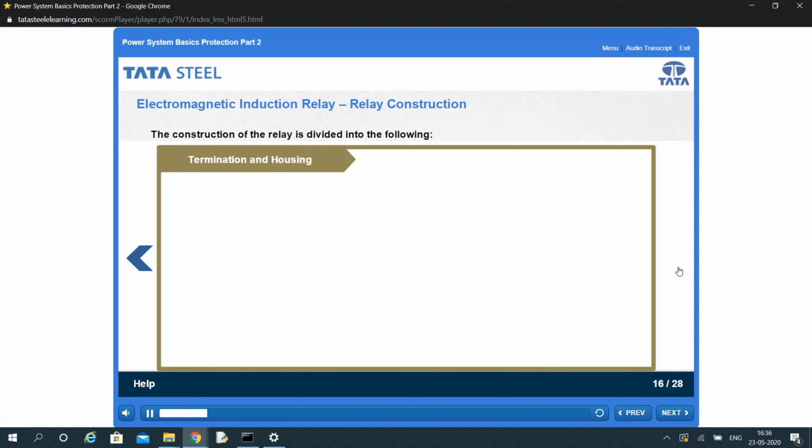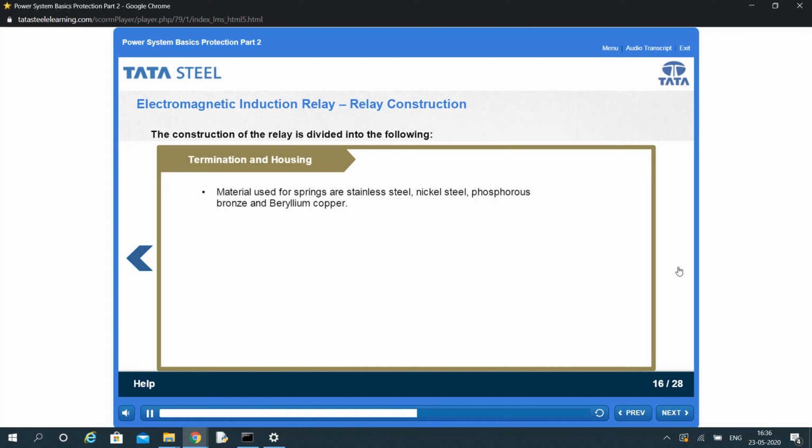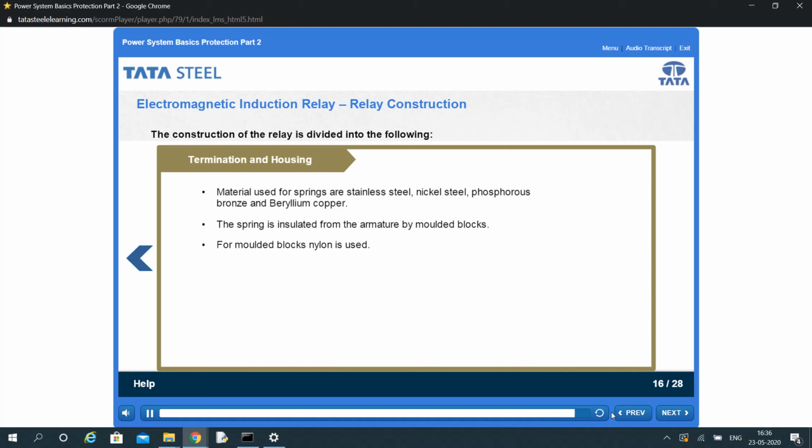Termination and housing. Materials used for springs are stainless steel, nickel steel, phosphor bronze, and beryllium copper. The spring is insulated from the armature by molded blocks. For molded blocks, nylon is used.